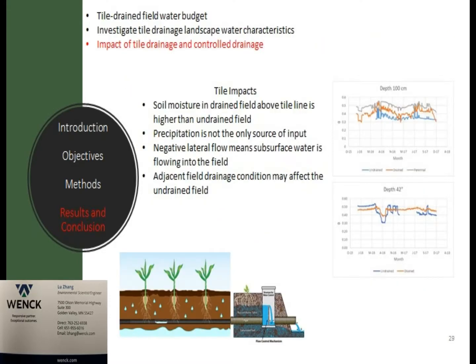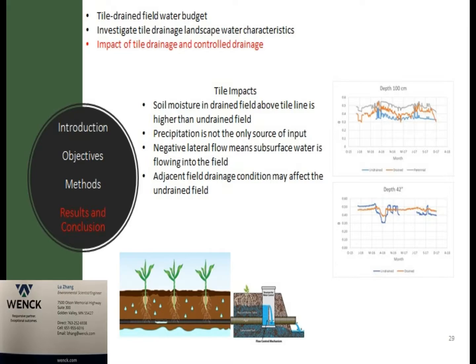So, to pull the first part of the study together, looking at the water budget, there are a few conclusions, not discussion yet: the soil moisture in the field above tile lines is higher than the undrained field. Precipitation could be one of the sources of input into the landscape. There could be other potential sources of water going to the land as well.